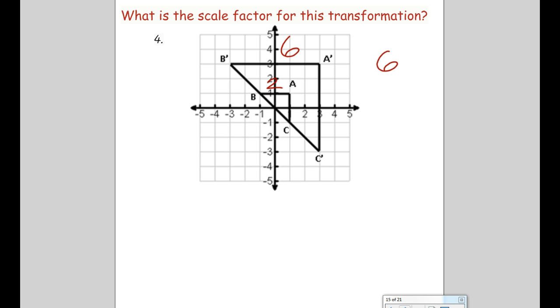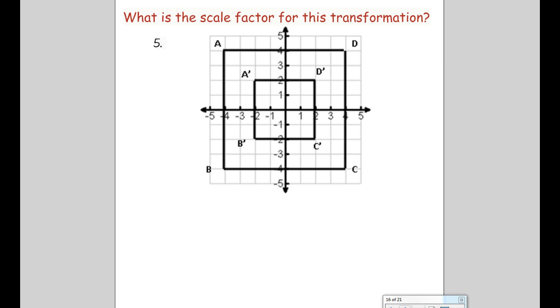Second over first. The prime over the non-prime. Second over first. That is a horrible answer because that is not reduced. Matt, what is that when we reduce it? 3. Okay. Never write 6/2 as an answer, please. You have to divide it. You have to reduce it.